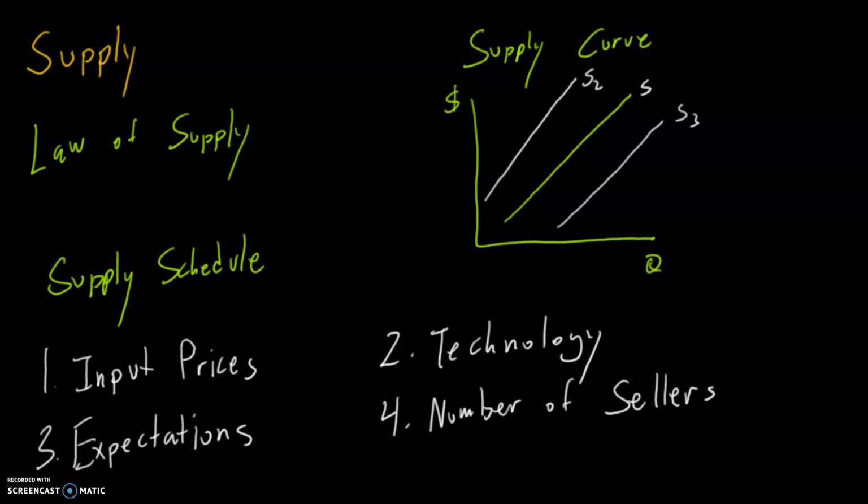Just remember these four things: input prices, technology, expectations, and number of sellers can shift the entire supply curve, and price only shifts the quantity supplied. Price does not shift the supply curve at all. Okay, now that we talked about supply, we can talk about something called equilibrium.